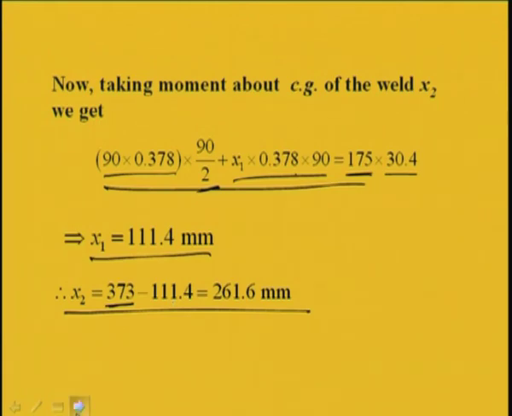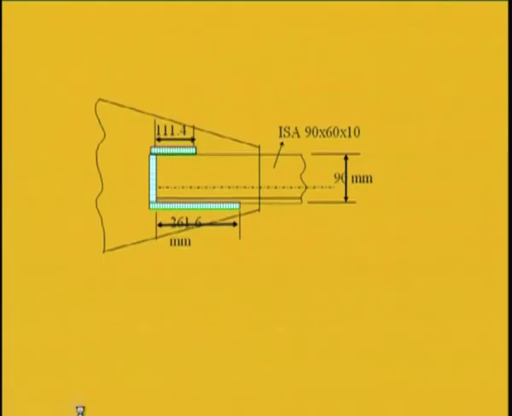So the distribution we can now find out. The design will be like this: this is 261.6 millimeter, this is 111.4 millimeter, and this is 90. So if we distribute the welding in this way, then the CG of the weld and the CG of the section will coincide with each other, so there will be no scope of eccentricity. In this way we can make the design.